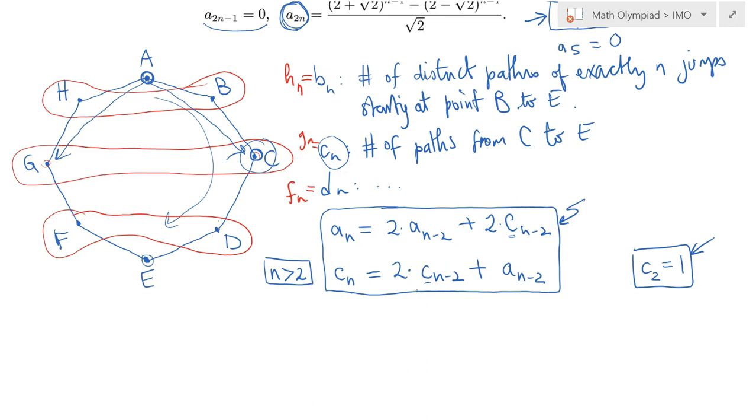Okay, so what we can do is, look at that, both expressions have these 2. So we can isolate these. This implies that from the first one we have A sub n minus 2 times A sub n minus 2, that's equal to, sorry, 2 times C sub n minus 2.